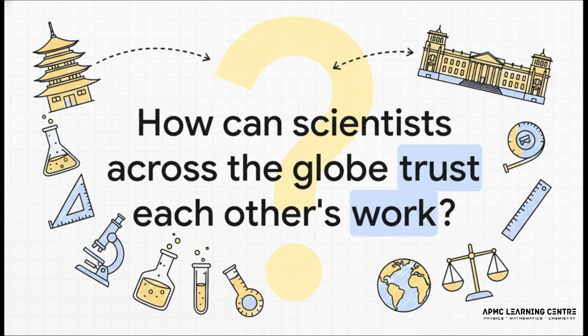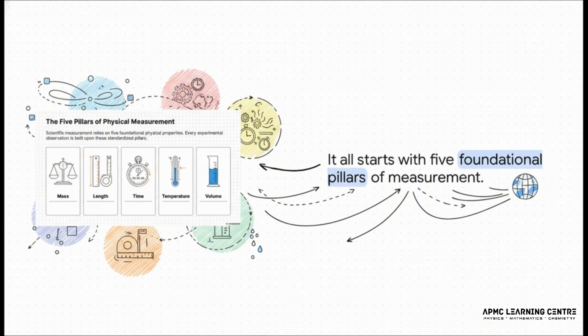So just think about this for a second. How is it possible that a researcher in Tokyo can perfectly repeat an experiment that was just done in a lab in Berlin? I mean, if their measurements didn't mean the exact same thing, science just wouldn't work. Well, the answer is actually pretty elegant.